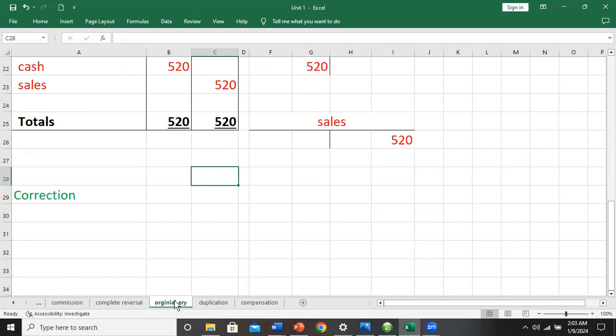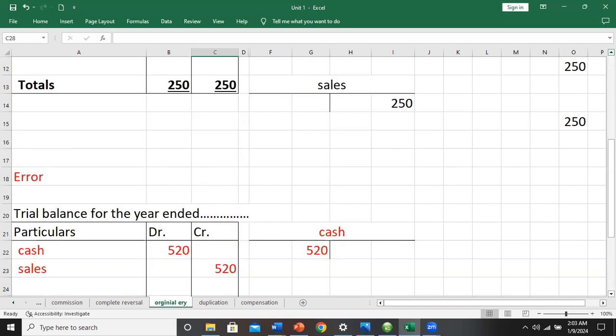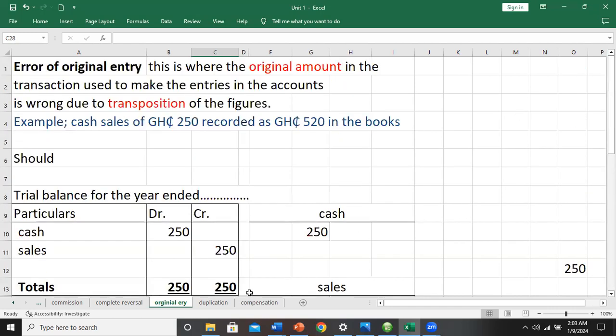Okay. I think I had slides to go through this error so that you can appreciate, but let's ignore that for now and move on with our discussion. Okay.